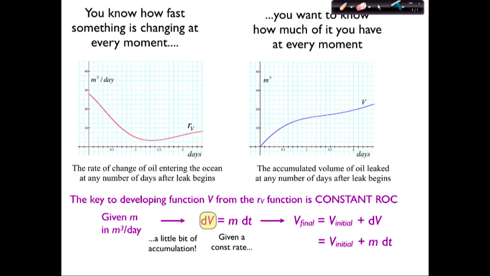You can find out how much you have, right? So given m, you find a little bit of E, a little bit of accumulation, and then you can find a net or total accumulation. So this is embodied, this is kind of a summary of that process. You know how fast something is changing every moment, you want to know how much you have at every moment. You start with m, which gets you dVs, and dVs allows you to build a volume function.